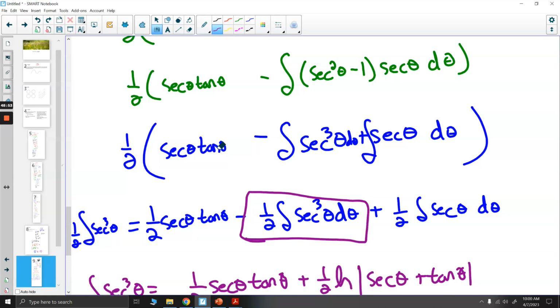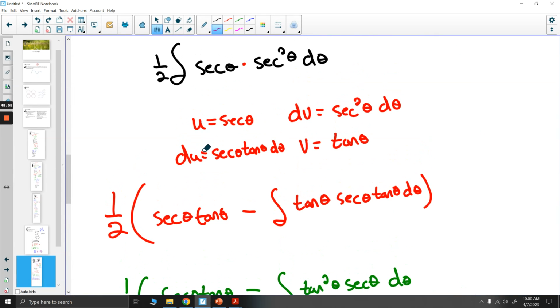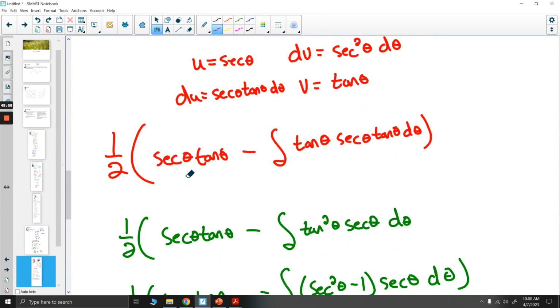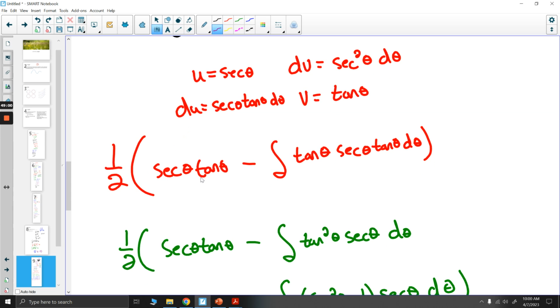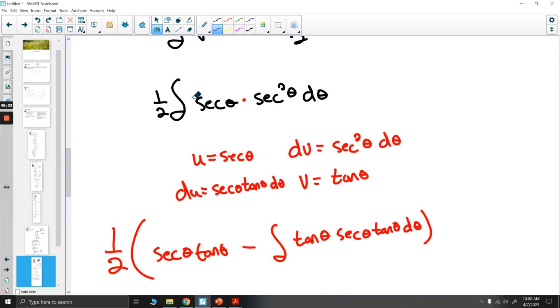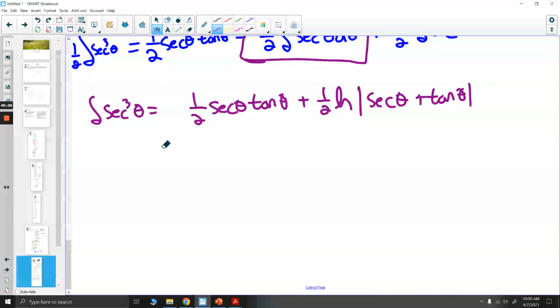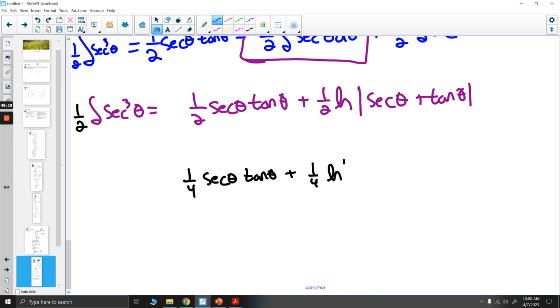So if we're looking back up here, that's what the integral of this is, and it's 1/2 of that. So if we want 1/2, which is what we had, that just changes this to 1/4. So we have 1/4 secant theta tangent theta plus 1/4 natural log of secant theta plus tangent theta. Okay, which again is pretty ugly.